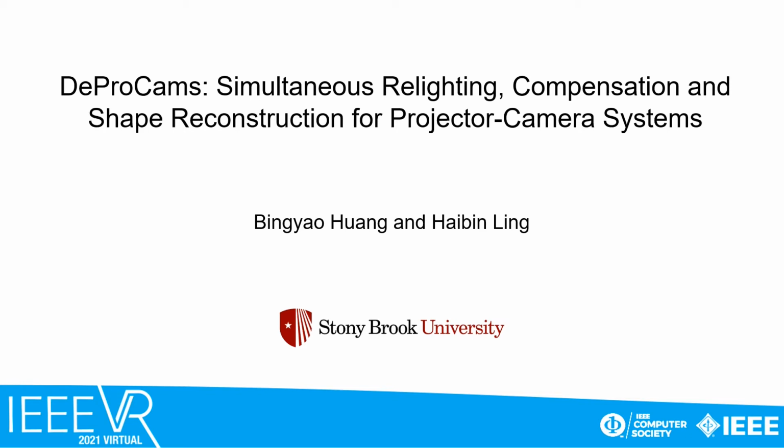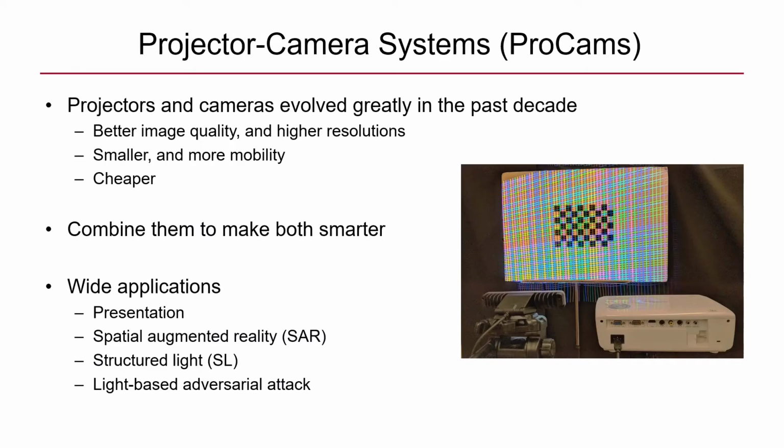We present a deep learning-based method named DeProCams for simultaneous relighting, compensation and shape reconstruction for projector camera systems. Projectors and cameras evolved greatly in the past decade with better image quality, resolution, and become smaller and cheaper. They can be combined and applied to many applications, such as presentation, spatial augmented reality, structured light, and adversarial attacks.